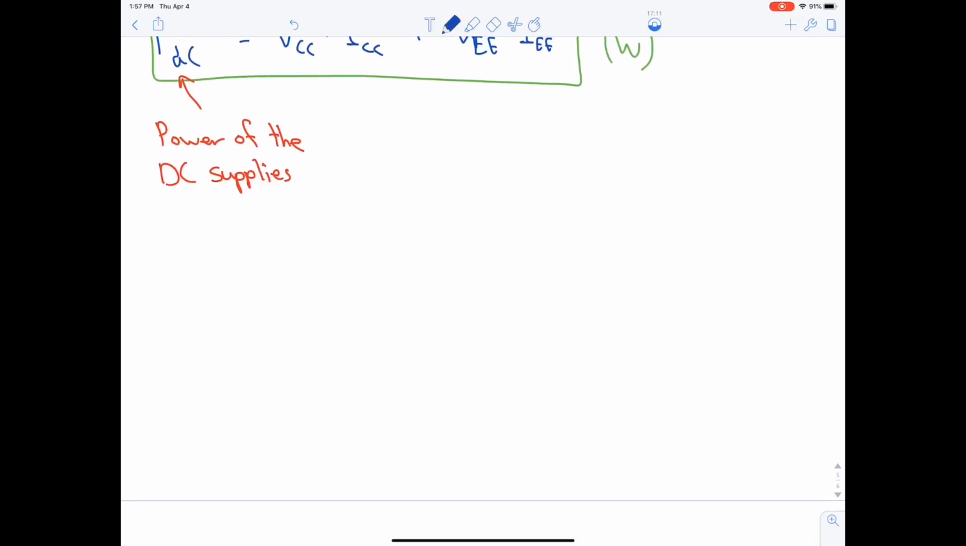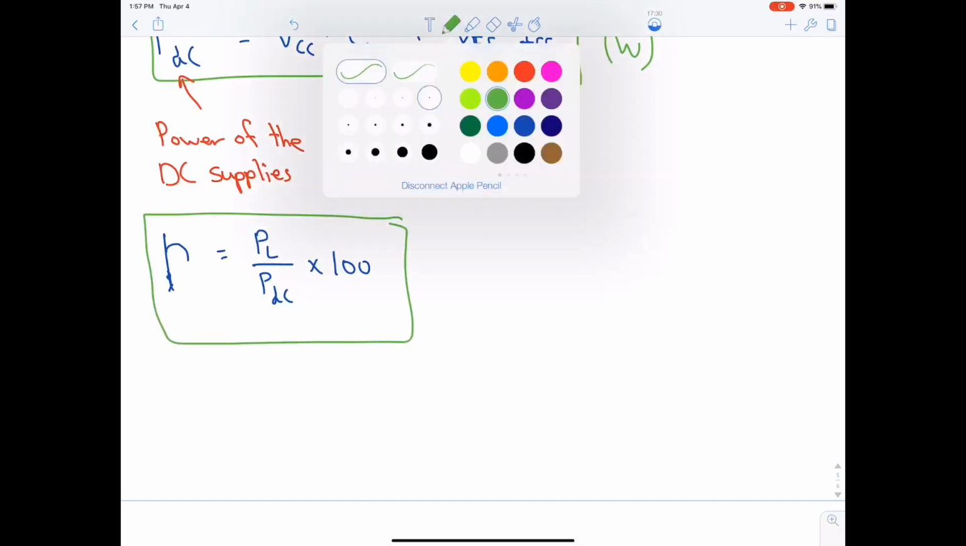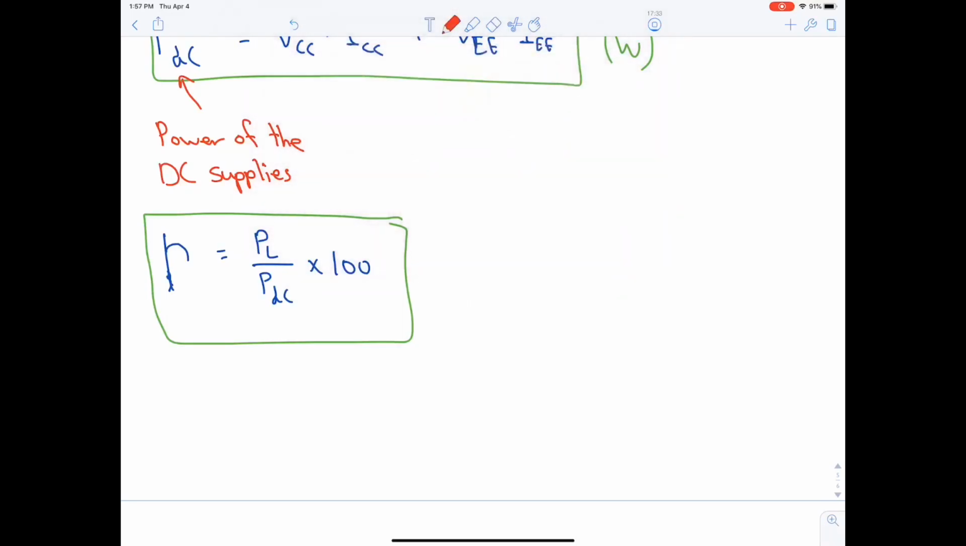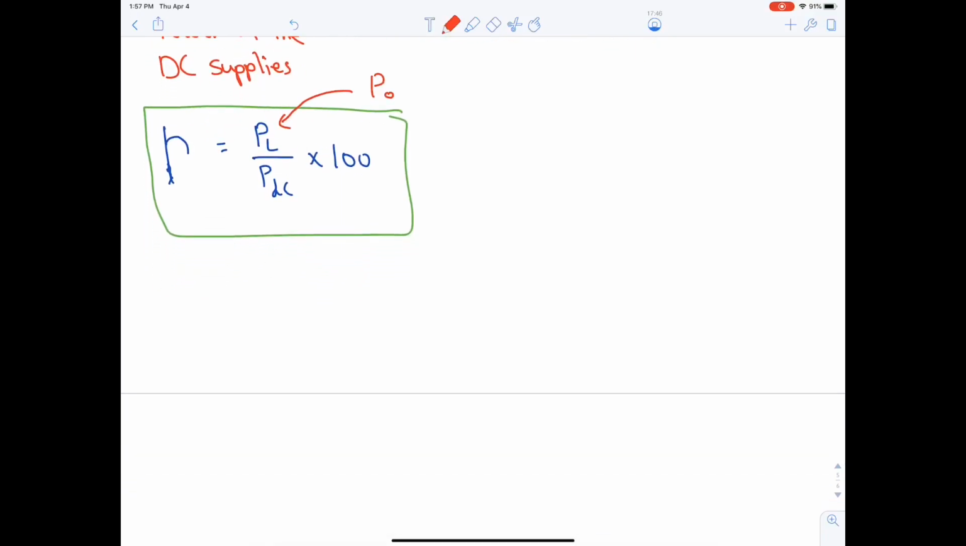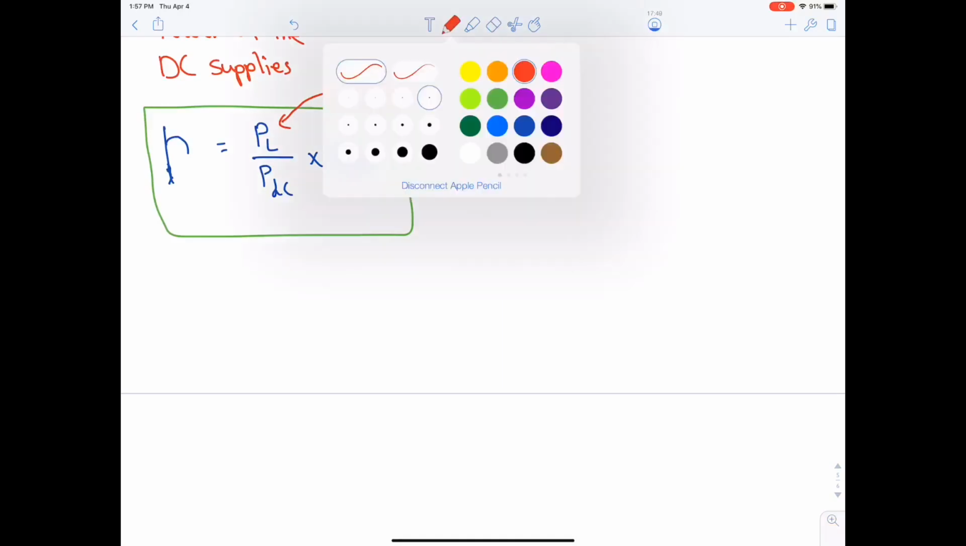Another equation is the efficiency. The efficiency is P load divided by PDC multiplied by 100. P load is the same as P output. It is represented as a percentage, with a percent sign at the end. One more equation is the, let me fix the efficiency.